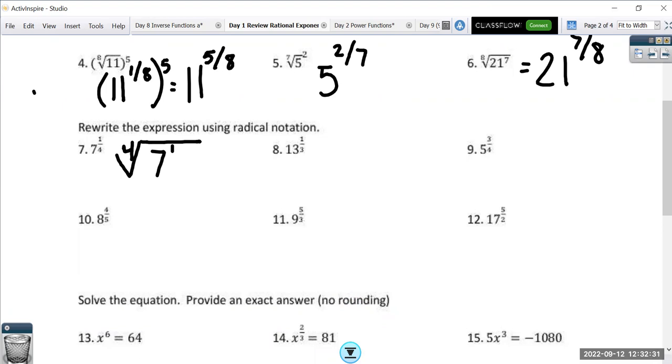Looking at number 10, again, I have a fraction as an exponent, so I'm going to create a radical. In radical notation, we have a 5 within our radical, and 8 to the 4th power. Go ahead and pause the video, try them on your own.